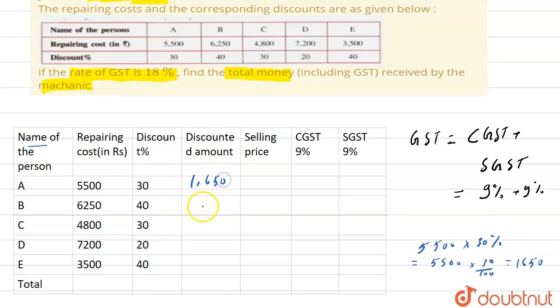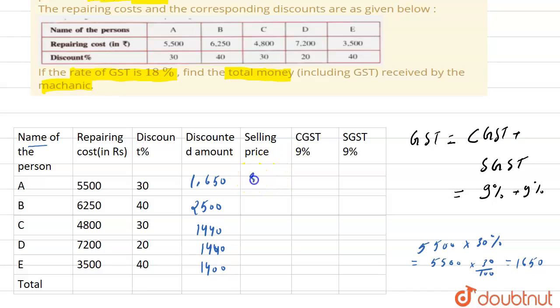So discounted amount for this is 1,650, and for this will be 2,500. And for this will be 1,440, and for this is also 1,440. Same for this will be 1,400.